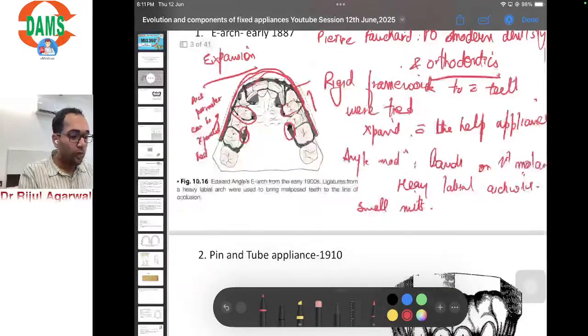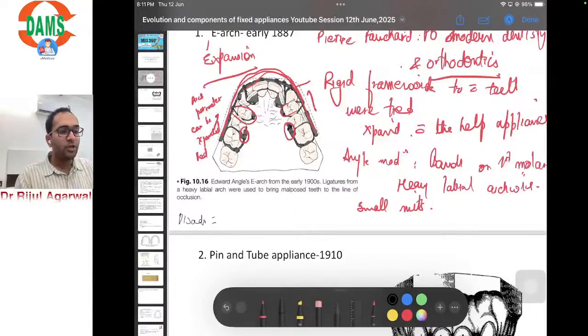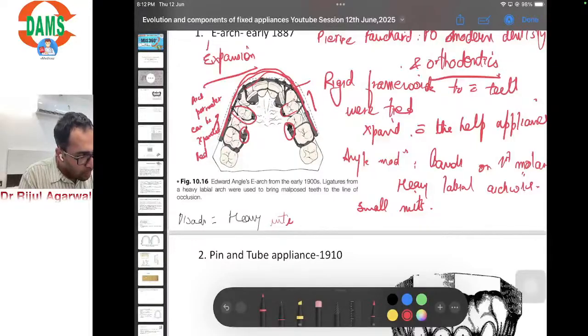What was the disadvantage or drawback of this appliance, so that there was a need to develop the second appliance, the pin and tube appliance? The drawback, which is clearly understood, was that the individual teeth were just tied to these arches. So there was poor control, and only heavy interrupted forces were given.